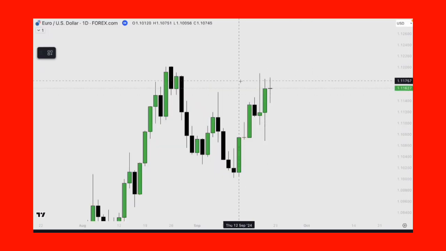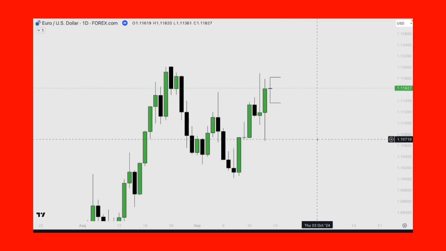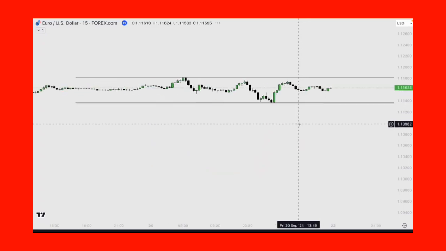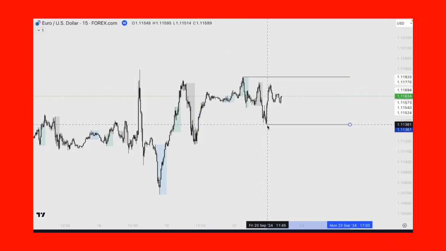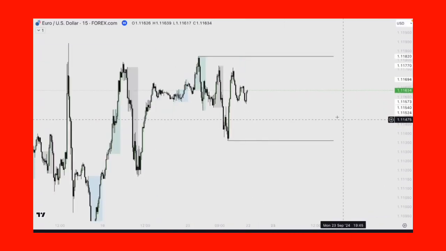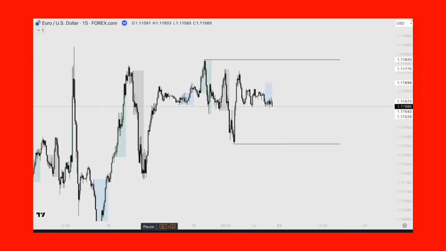We start on the daily time frame, and we are marking out our previous day high, and we are marking out our previous day low. So now we wait for one of these two zones to get hit. We drop to our 15-minute time frame. Let me just draw this along. Previous day high, previous day low. We wait for one of these two zones to get hit. If I play this forward, let's see what happens.